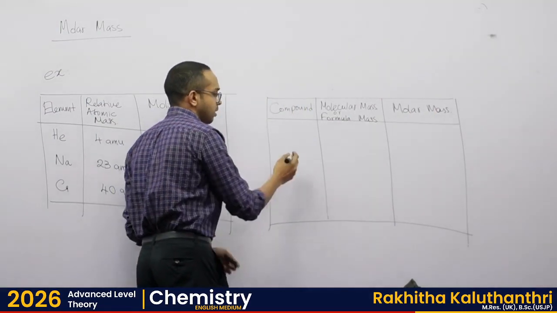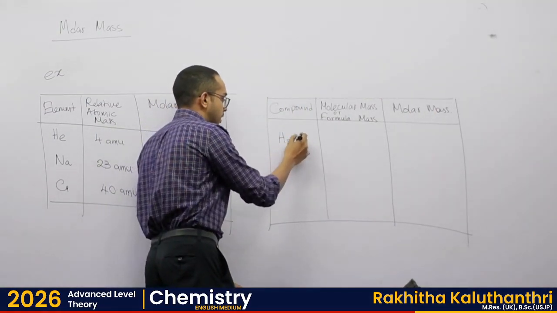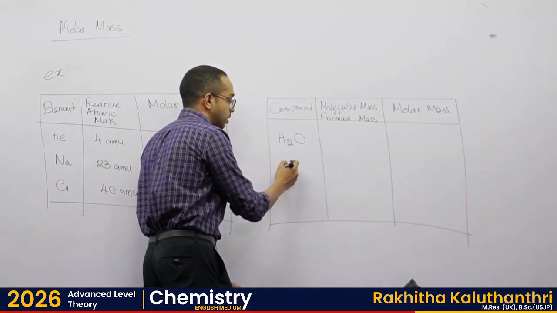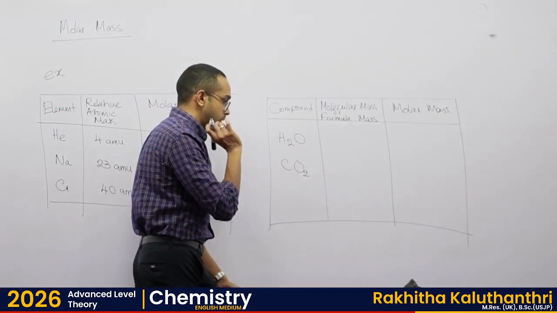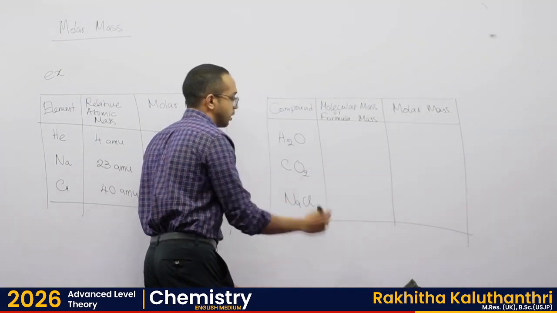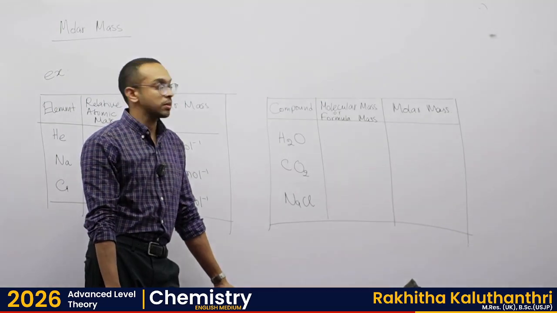So for the compounds, tell me a couple of compounds you like. We'll start with the ones we are most familiar with. This is a molecule, water. We can take carbon dioxide. We'll take sodium chloride. We have to have an ionic compound as well in the mix. So all of these are different types of compounds.